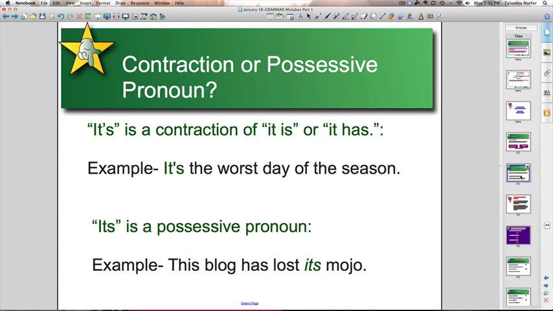Okay, contraction or possessive pronoun. It's with an apostrophe is a contraction of it is or it has. Example, it's the worst day of the season. Its with no apostrophe is a possessive pronoun. Example, this blog has lost its mojo. Pause the video until everyone has written these quite clear examples of the difference between it with the apostrophe S and it with no apostrophe.